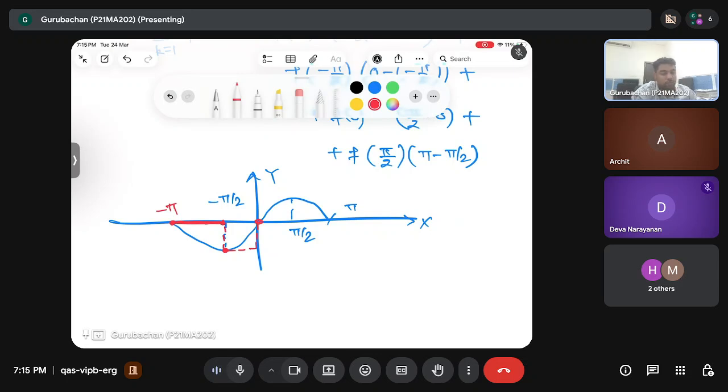At 0 it is again 0. This will be again a line. But at pi by 2 this is 1. So this will be your rectangle. Visible?